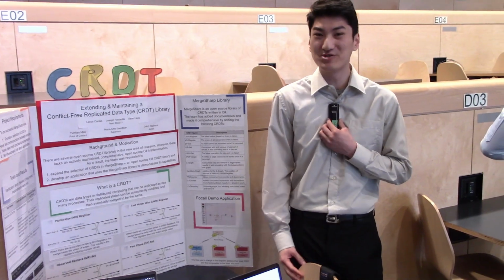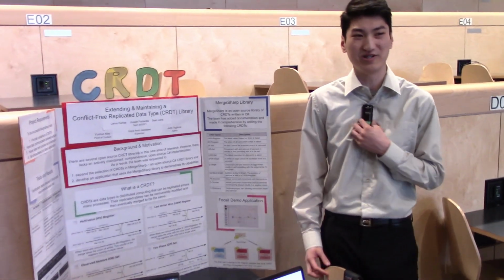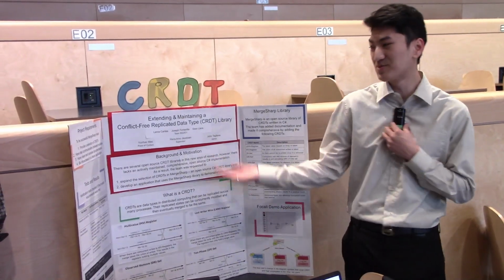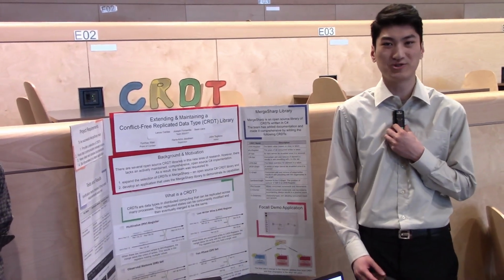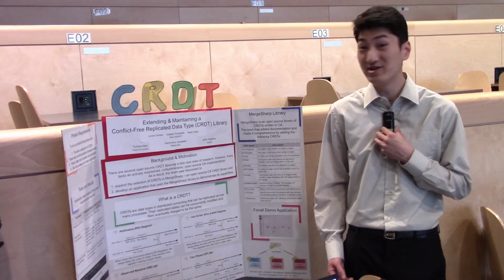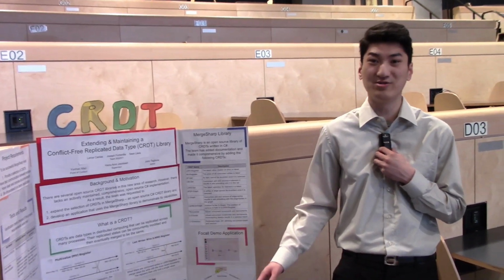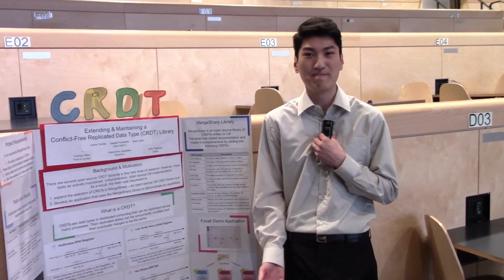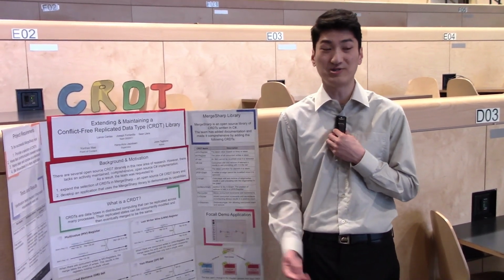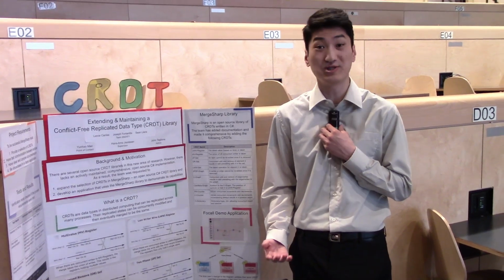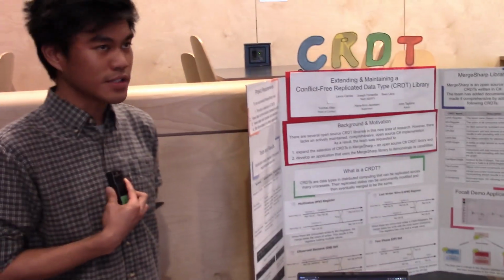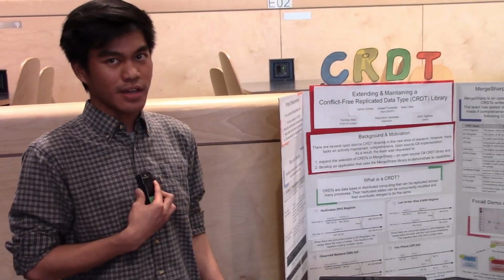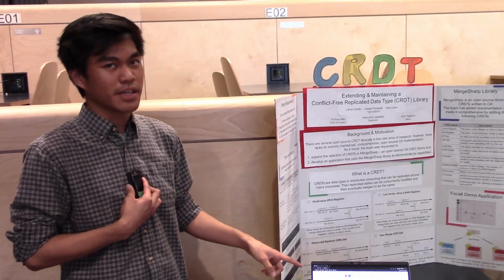We were assigned the project of extending and maintaining a conflict-free replicated data type library. Basically, a conflict-free replicated data type, or CRDT, is a data type replicated across other clients. And these clients can concurrently modify the data. And eventually, these states will be merged and the same across all the clients. So for our project, we had to make, one, the library of CRDTs, and then two, also a demo application, which we decided to make a graph editor.